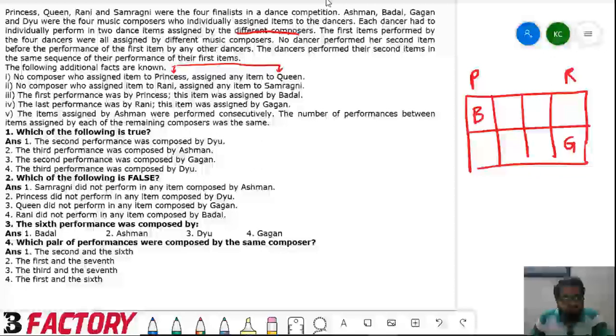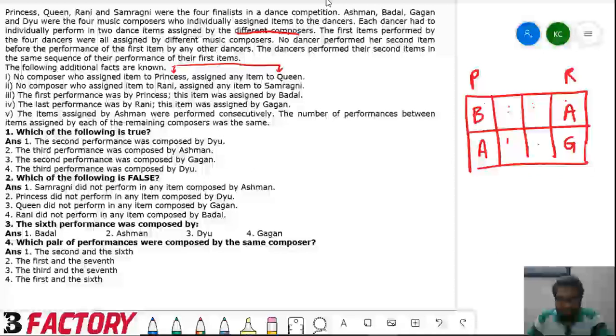Items assigned by Ashman were performed consecutively. Now all these 1, 2, 3, 4 are different. To have performed consecutively, they can be number 4 and 5 only. So I'm writing A here and A here. Now next, the number of performances between items assigned by each of the remaining composers was the same. So B cannot be at number 5, B can be at 6. Then we can have Dyu at second position and then at seventh position, and Gagan at third position and last position. So that is a pretty easy assignment.